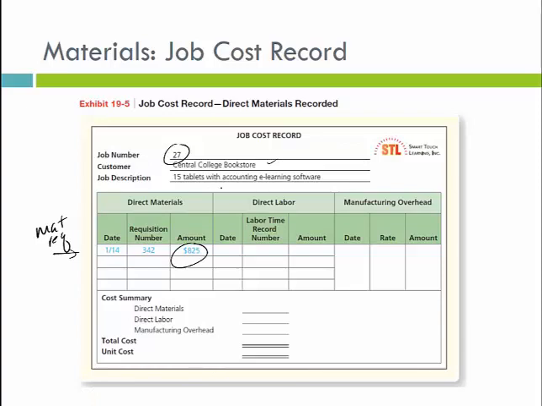You can see here, this will have 3 different sections. It'll track all the materials that go into this job, all the labor that goes into this job, and then we'll talk about overhead in a little bit.